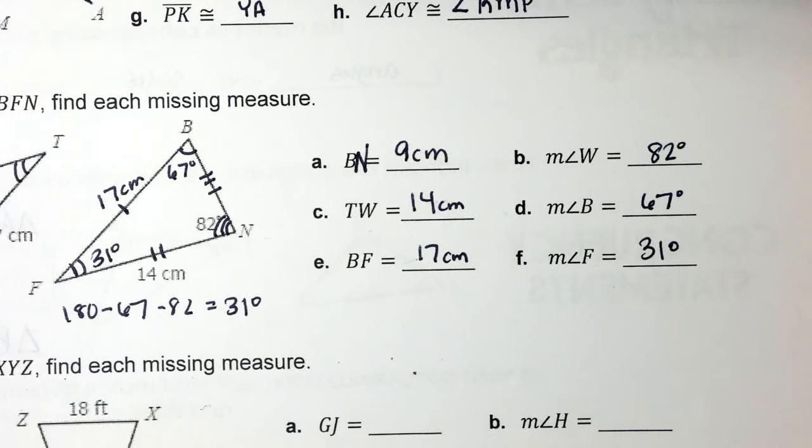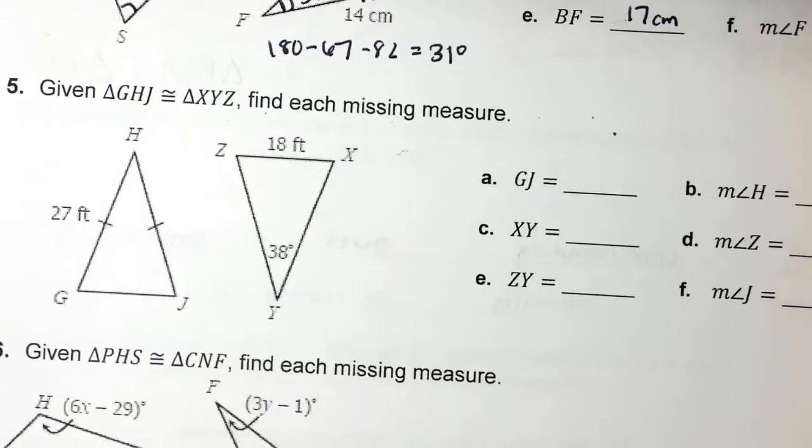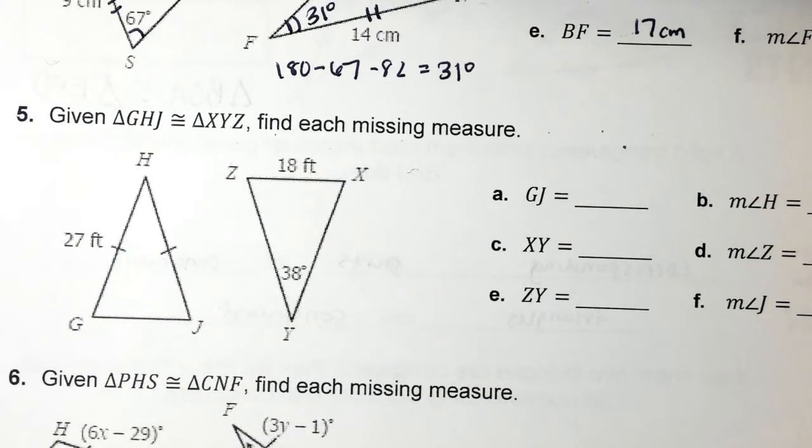Number 5, given triangle GHJ is congruent to triangle XYZ, find each missing measure. I guess I need a slide now. On this one, I will label still too, but they kind of already labeled for you a little bit there. On the first triangle, GHJ, they label GH and HJ the same. What does that mean for this triangle?